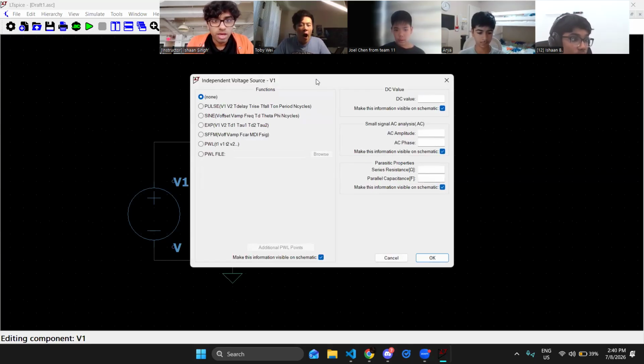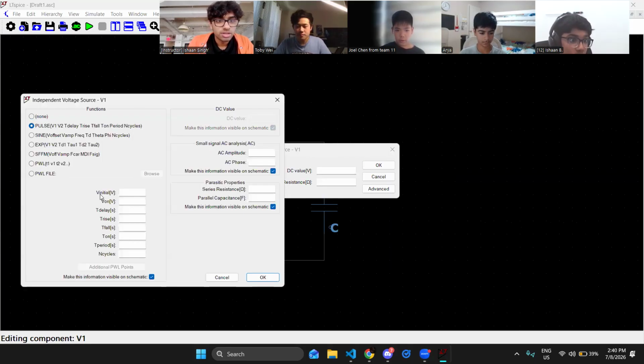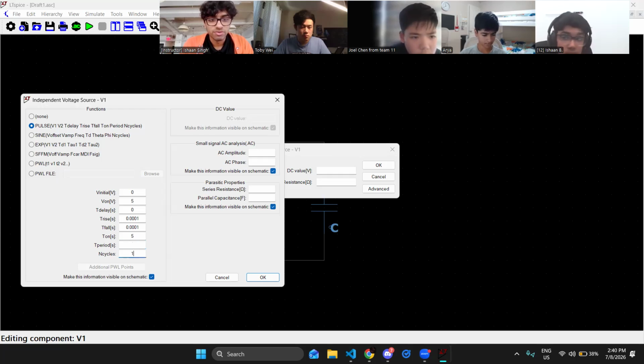Okay. And then I'm going to make it a pulse. So I'm going to have the initial voltage be 0, the on voltage be 5. So it's going to be a pulse that goes from 0 volts to 5 volts. It has no delay, so it immediately turns on. It takes a very short amount of time to turn on, a very short amount of time to turn off, and it stays on for 5 seconds. And we do it for 1 cycle. Okay. Maybe 30, we'll say.